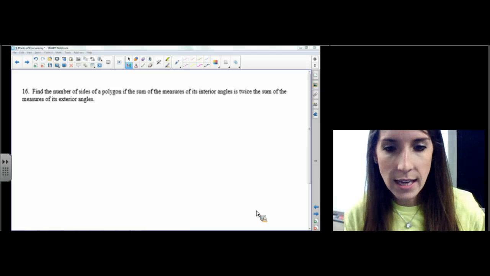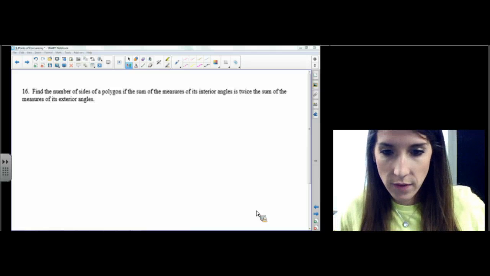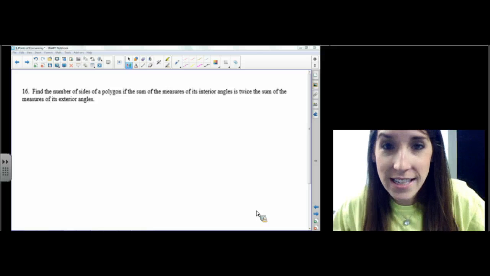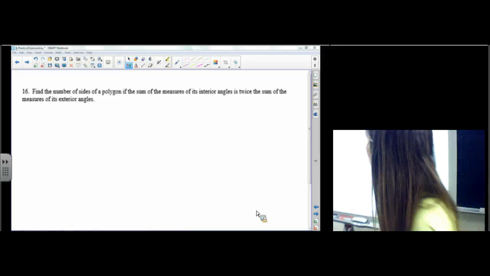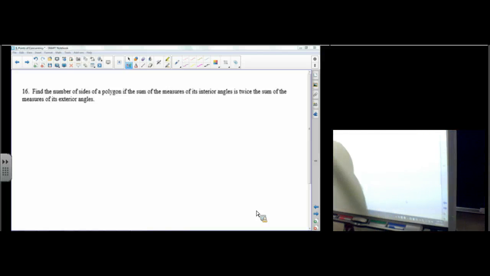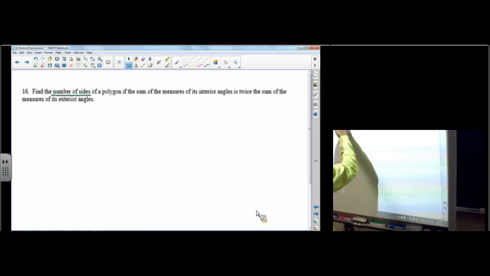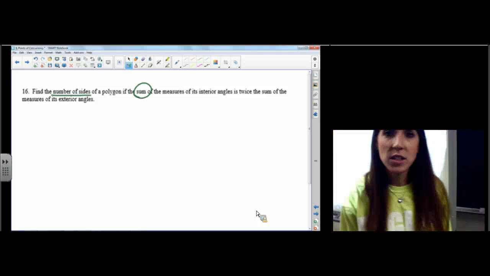Find the number of sides of a polygon if the sum of the measure of its interior angles is twice the sum of the measure of its exterior angles. Whoa, that's a lot in one sentence. So we're going to highlight and circle the key words. First thing I see is, okay, so we're looking for the number of sides. Sum. Sum is really important.